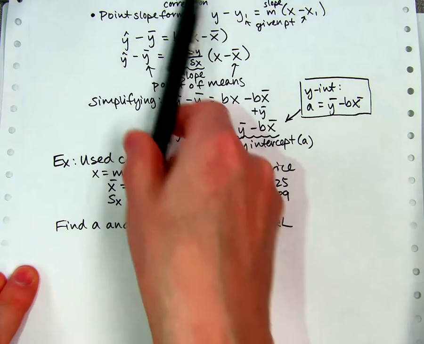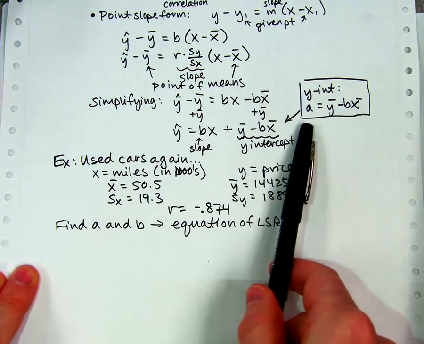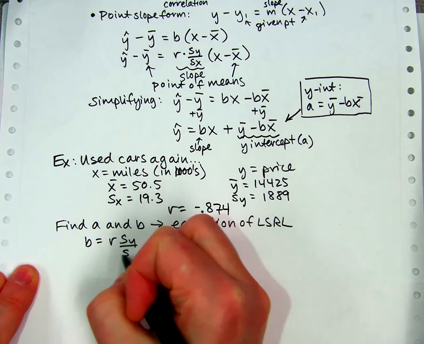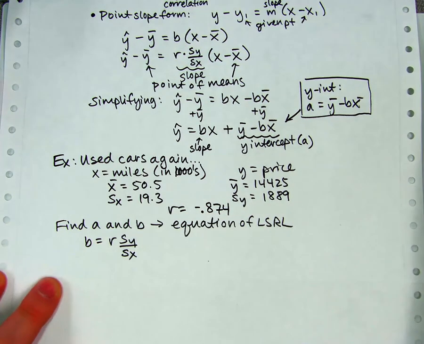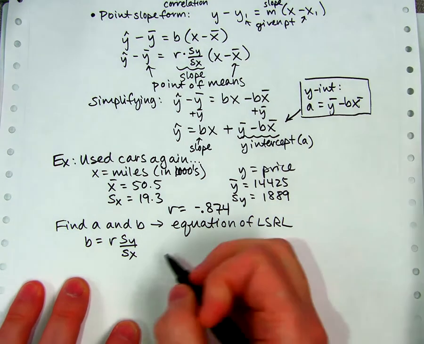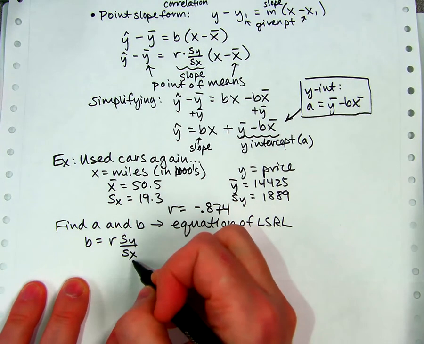So according to what I said up there, we need to know B to find A, so let's find B first. B is our Sy over Sx. I have that one memorized. This one I always have to rederive. I do not have this one memorized. It's funny. But this one is easy to memorize because Y over X and then multiply by the correlation.